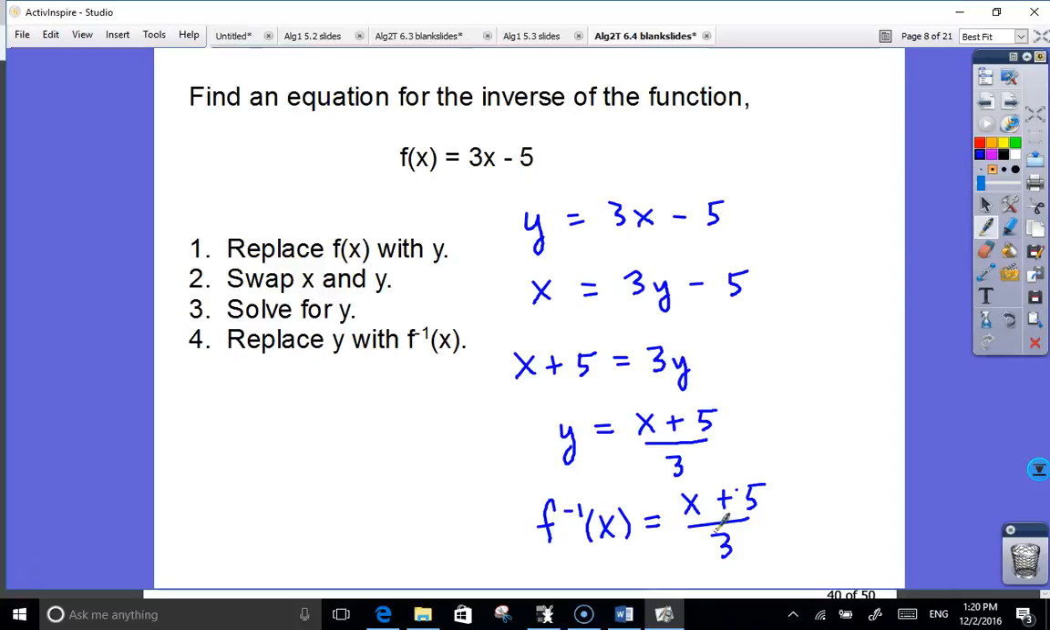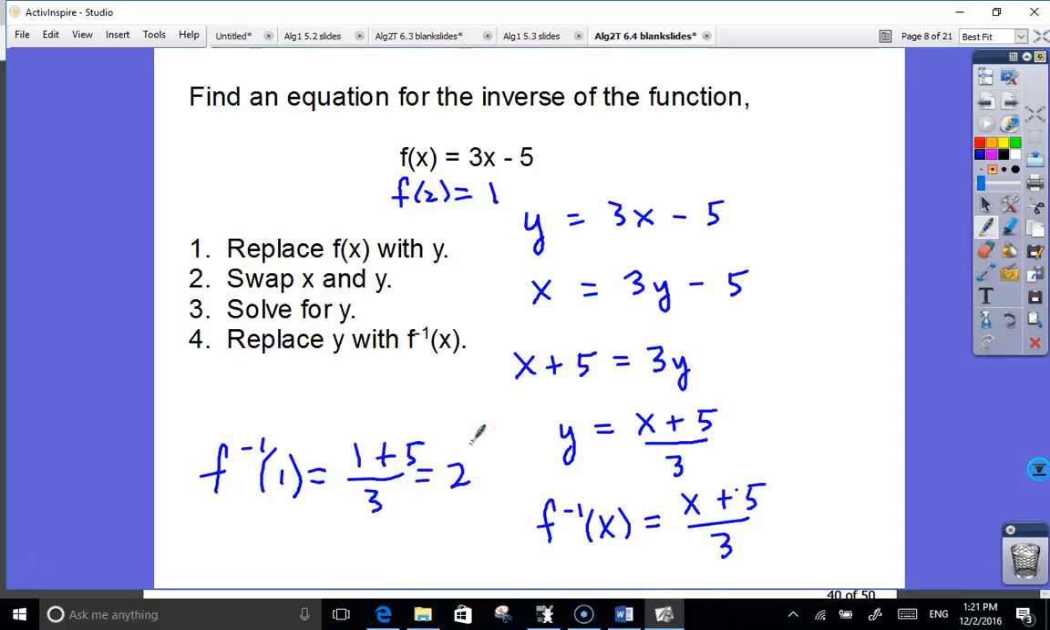For example, if I find f of 2, what do I get? If f of x is 3x minus 5, then f of 2 is 6 minus 5, which is 1. Okay, well then it should be the case down here. If I find f to the minus 1 of 1, I should get 2. So let's do that. What is f to the minus 1 of 1? Well, that'll be 1 plus 5 over 3, which is 2. Okay, so that's the inverse.